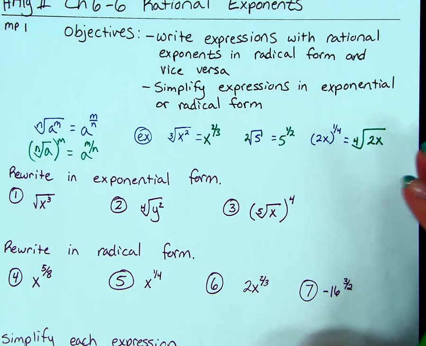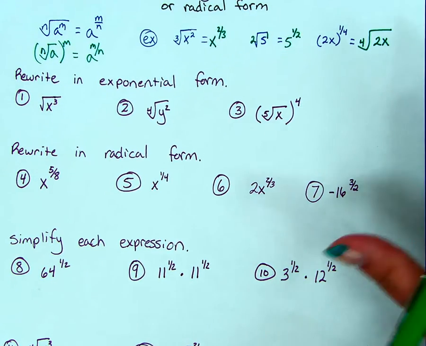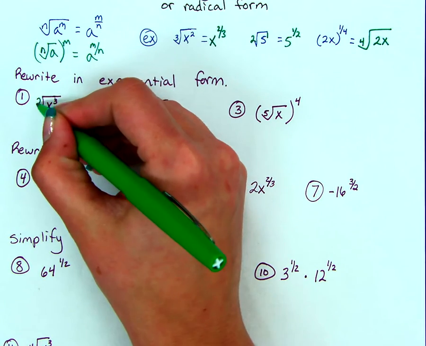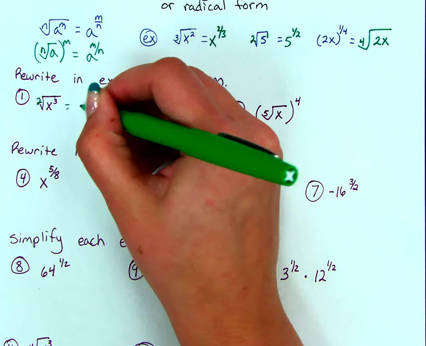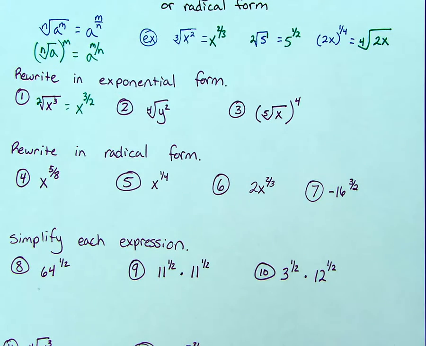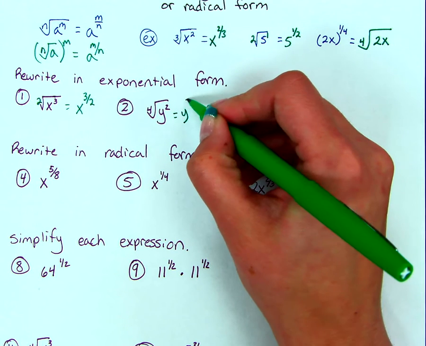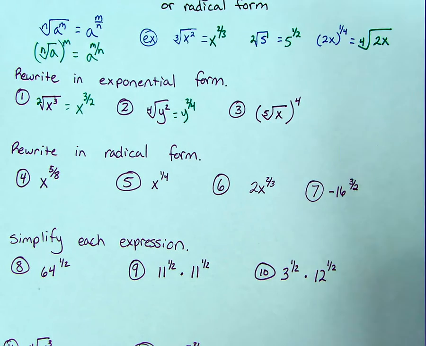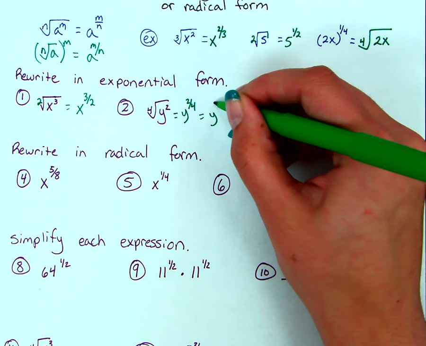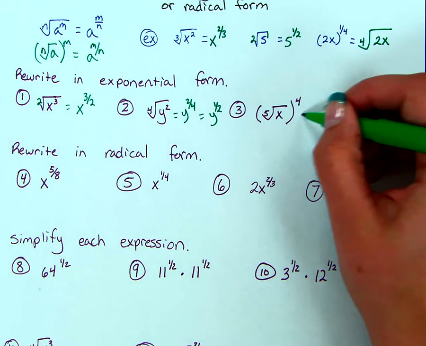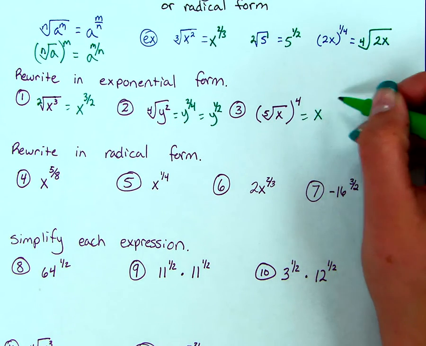All right, so let's just do some more practice. Again, if we're rewriting, the root is the denominator of the fraction, the power is in the numerator. So for this one, again, we have that 2 there, so this is going to be x to the 3/2 power if we were just rewriting it. Same thing, this one we would have y to the 2/4, and we can reduce that. So our final answer for this one would be y to the 1/2 power. Same thing with the next one, so this is going to be x to the 4/5 power.